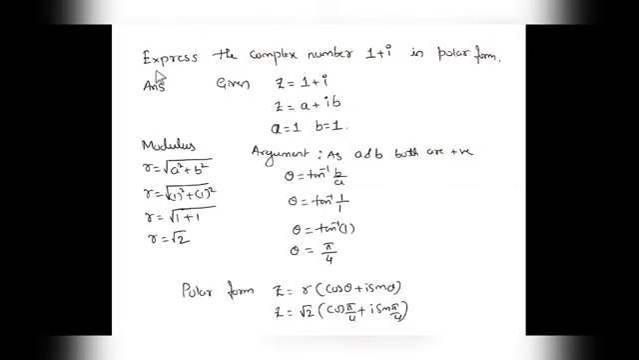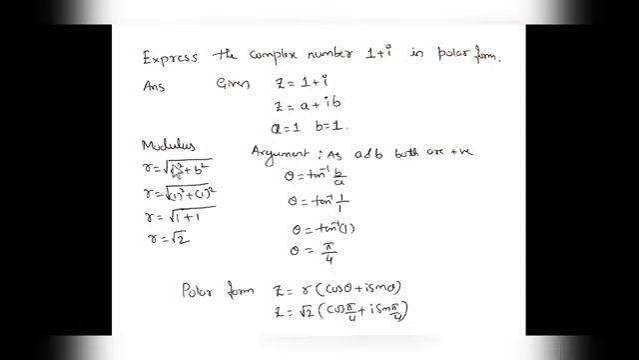One more example we have here. This is a little bit different. Express the complex number 1 plus i in the polar form. Now here they have given z is equal to 1 plus i. This is the complex number. We have to equate it to the standard form of the complex number, that is z is equal to a plus ib. Here a is 1, b is also, the coefficient of i is 1, therefore b is also 1.